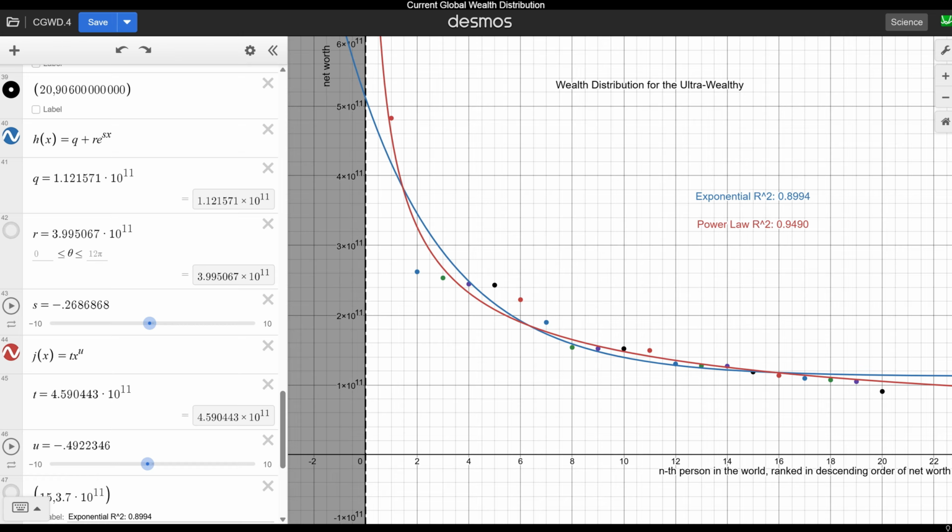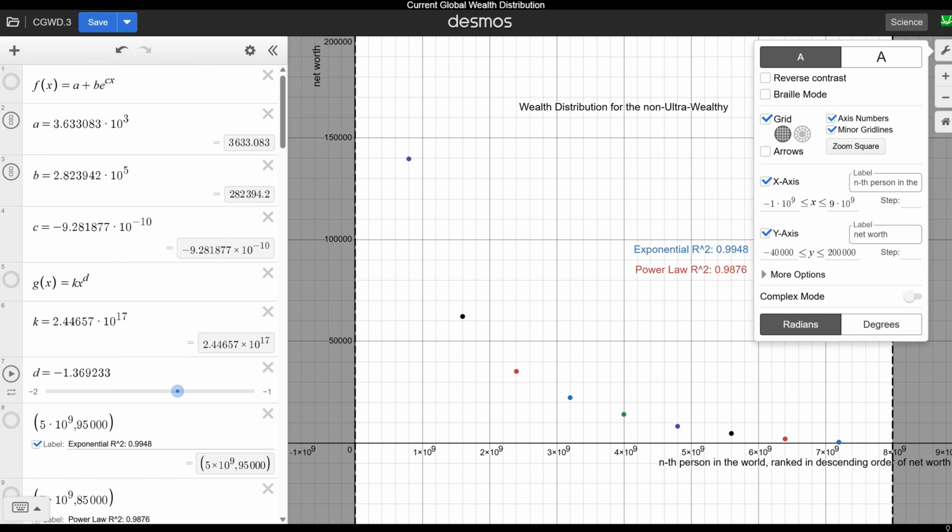This is why we cannot say that the world follows one wealth distribution. It is more accurate to say the distribution of wealth follows a power law distribution for the ultra wealthy and an exponential distribution for the rest of the world.